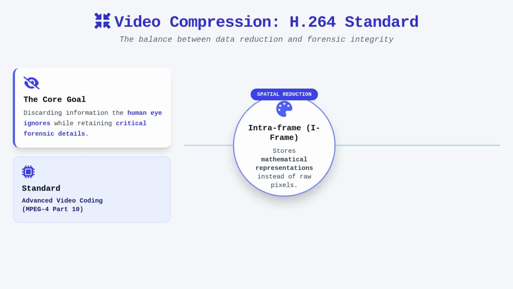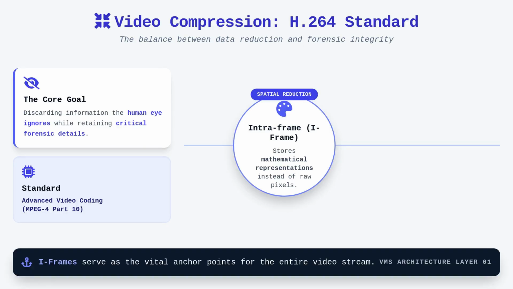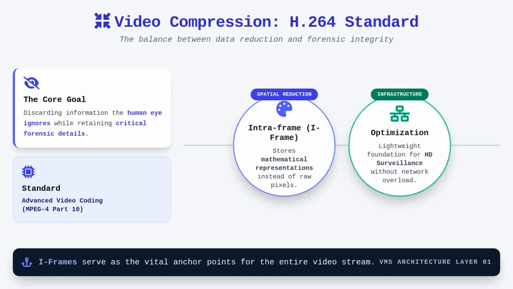Spatial compression focuses on a single image, utilizing algorithms that identify areas of similar color or luminance within a frame, allowing the encoder to store a mathematical representation rather than raw pixel data. This intra-frame process, or iframe generation, provides a complete snapshot of the scene, serving as a vital anchor point for the subsequent video stream. By effectively reducing the data density of each individual frame, the encoder creates a lightweight foundation that satisfies the requirements for high-definition surveillance without overwhelming the connected infrastructure. Understanding this architectural layer is the first step toward optimizing any video management system.